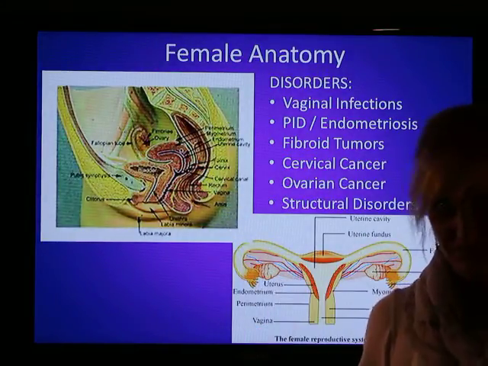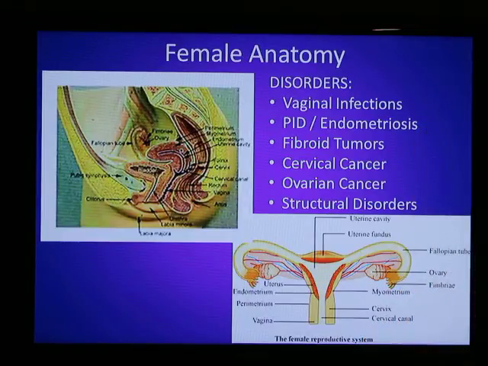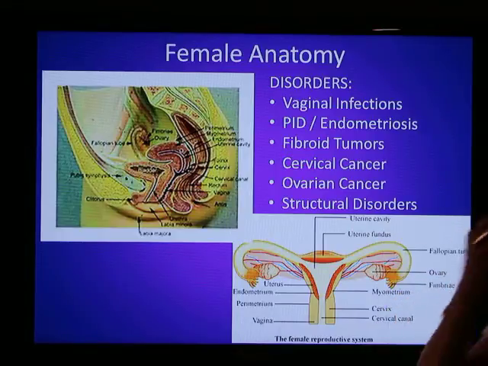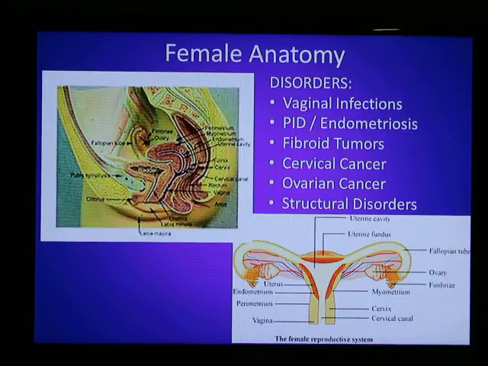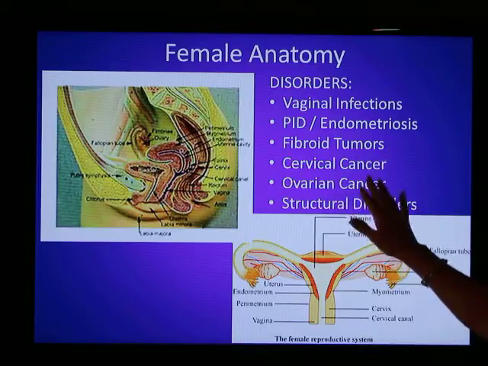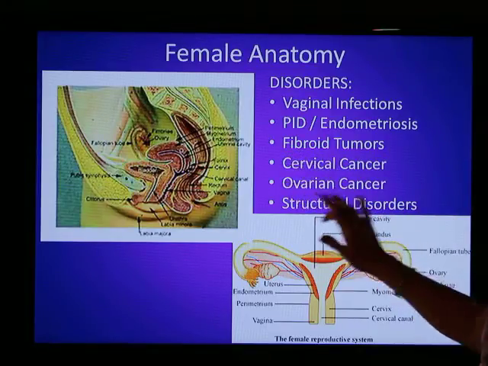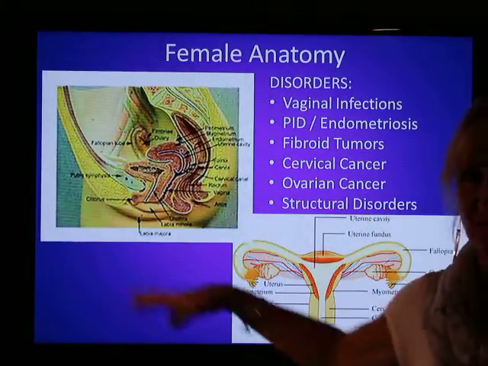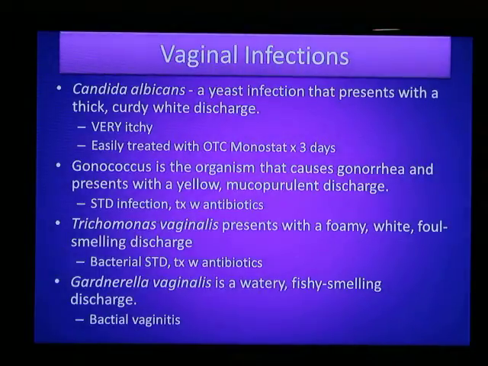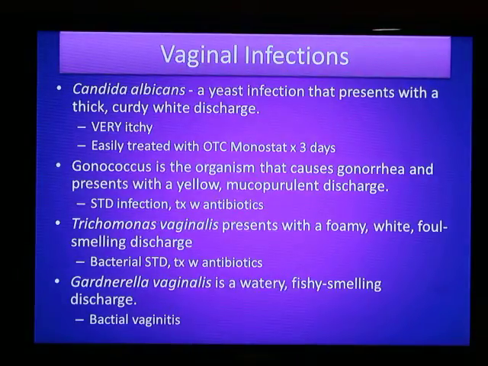There's a lot of stuff that can go wrong in the female reproductive system, but the ones that we're going to focus on are the vaginal infections, very common, that's why we're going to focus on that. Pelvic inflammatory disease and endometriosis, again, very common. Some of the tumors, some of them are benign, others are more malignant, and then some of the structural disorders that can occur. So let's just jump right in. I'm sorry, this is a little bit of a busy slide, but these are really important to know.